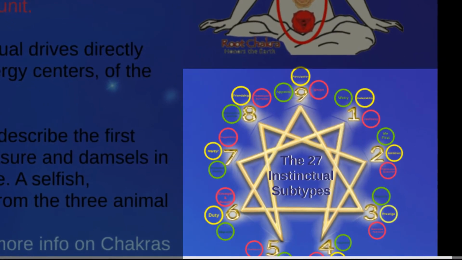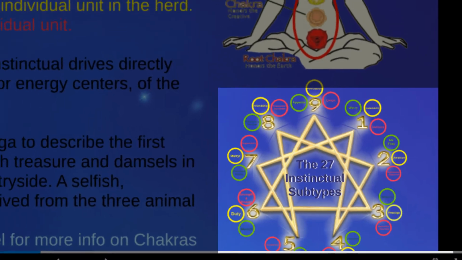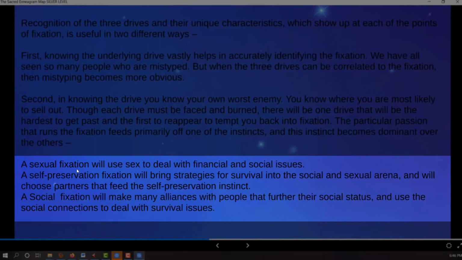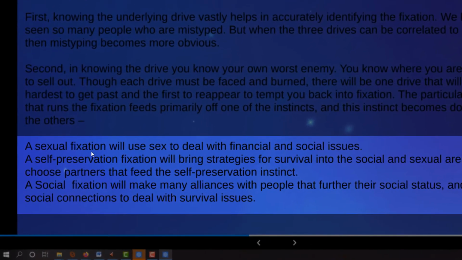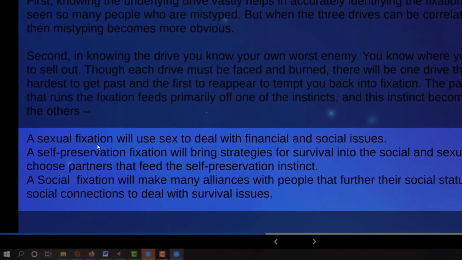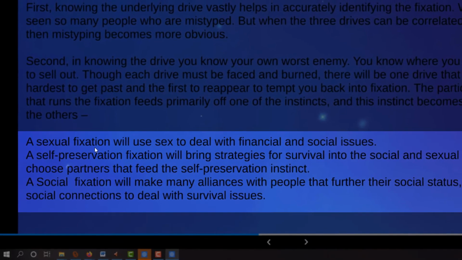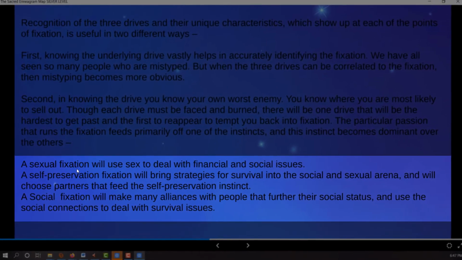Though each instinctual drive must be faced and burned, there will be one drive that will be the hardest to get past and is the first to reappear to tempt you back into the fixation. The particular passion that runs the fixation feeds primarily off one of the instincts, and this instinct becomes dominant over others. So, for instance, a sexual fixation will use sex to deal with their financial and social problems. A self-preservation fixation will bring strategies for survival into social and sexual arena, and will choose partners that feed the self-preservation instinct. And we also have the social fixation. So the social instinctual fixation makes many alliances with people that further their social status and uses the social connections to deal with survival issues.